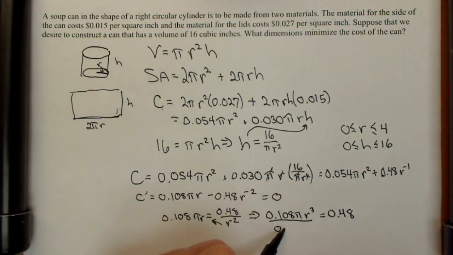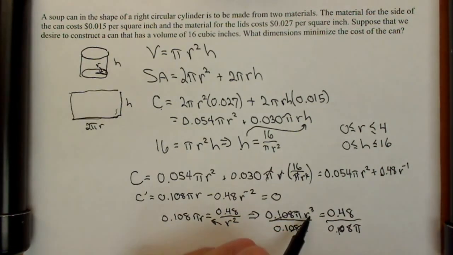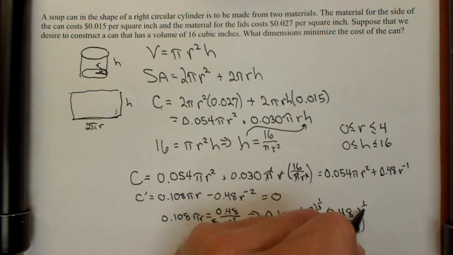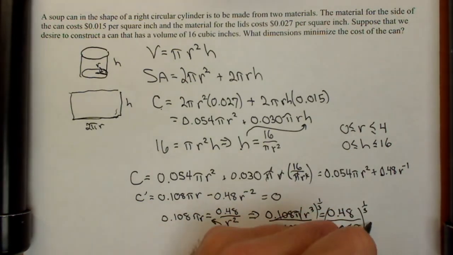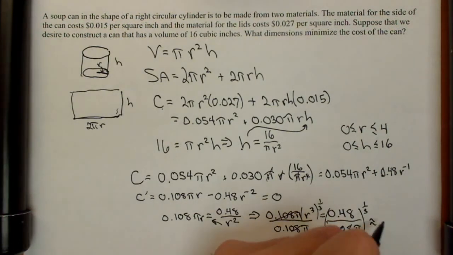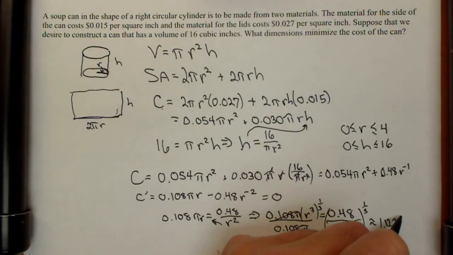So I'm going to divide both sides by 0.108 pi. Cancel that out. And then to completely solve for r, I'm going to take the cube root or raise both sides to the 1/3 power. Okay? Now you can do this in your calculator, but it comes out to be a very long decimal. So approximately 1.12259 inches.